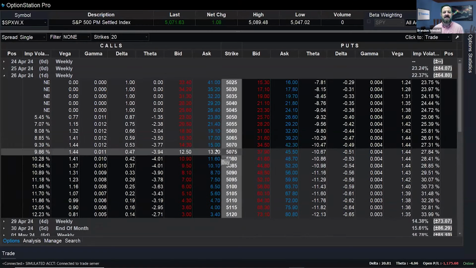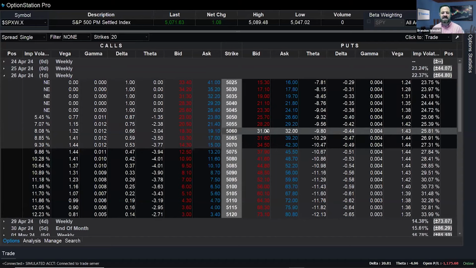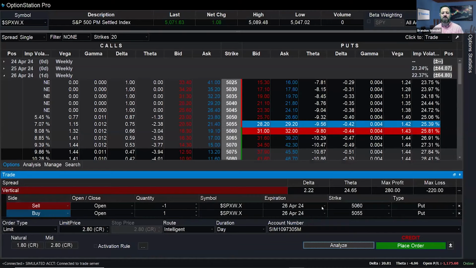Well, let's say we do a bull put spread here on the SPX, 50-60 and 50-55. There's a bull put spread. You can see the max profit, 280, max loss, 220. It's almost 1-to-1, right? So a lot of times, though, when you do put these on, let's go to Tesla.